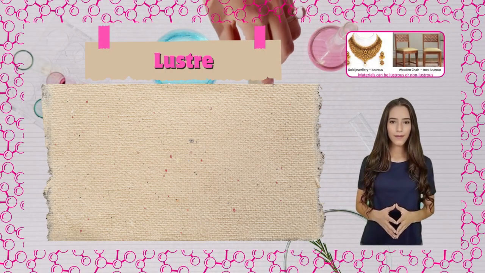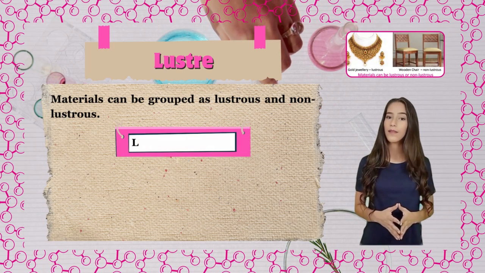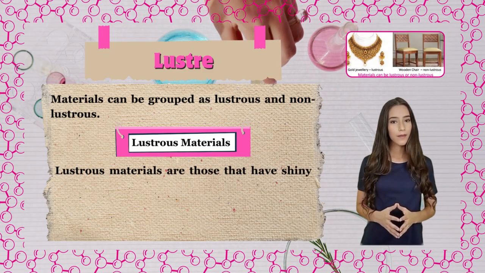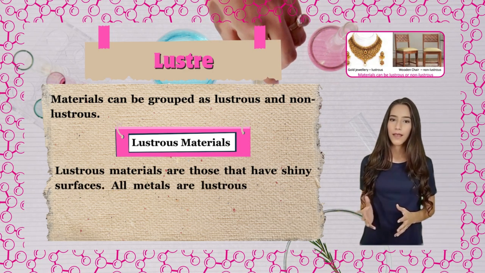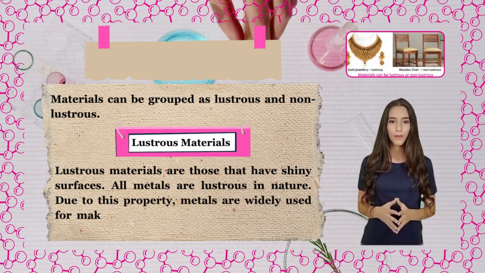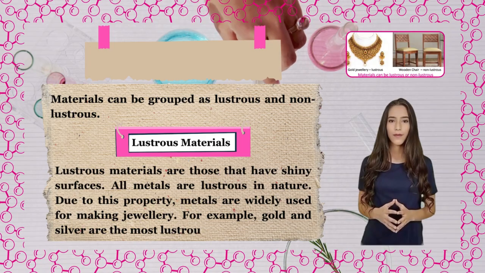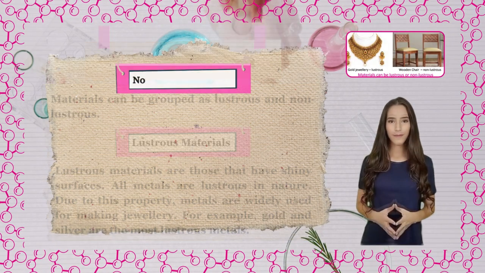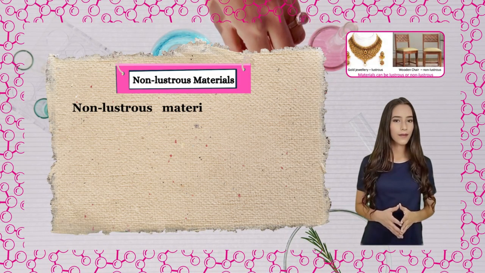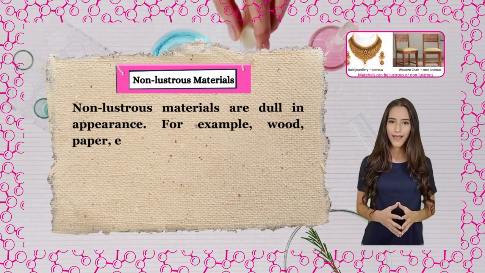Luster. Materials can be grouped as lustrous and non-lustrous. Lustrous materials are those that have shiny surfaces. All metals are lustrous in nature. Due to this property, metals are widely used for making jewelry. For example, gold and silver are the most lustrous metals. Non-lustrous materials. Non-lustrous materials are dull in appearance. For example, wood, paper, etc.